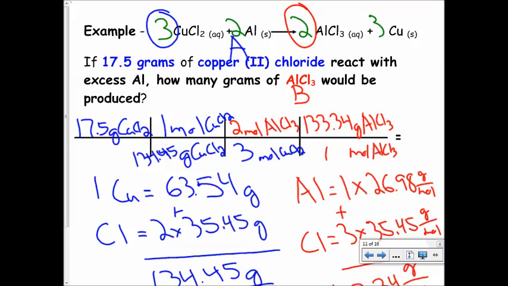And what was that answer? 11.5. Okay, thank you. And that is 11.5 grams of AlCl3. Again, make sure you always cross out your units. We had grams CuCl2, grams CuCl2, mole CuCl2, mole CuCl2, moles of AlCl3, moles of AlCl3. And look at that, we are left with grams of AlCl3.